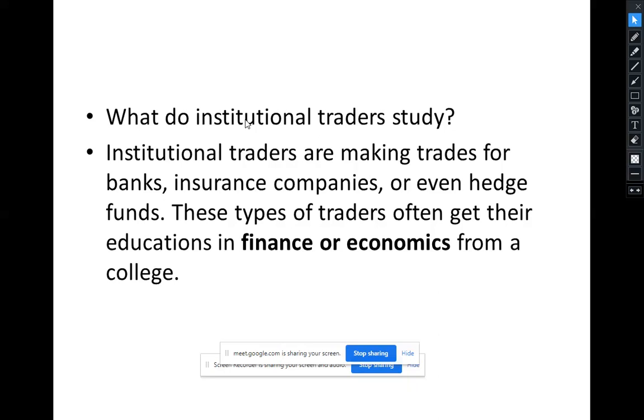You have to know the economic data, how to read and interpret the economic data of a country or currency. You have to know the inflation, the deflation, the rise and fall, everything. That is why these institutional traders go to college to study finance or economics. They are the ones that even make trades for banks, insurance companies, and even hedge funds.